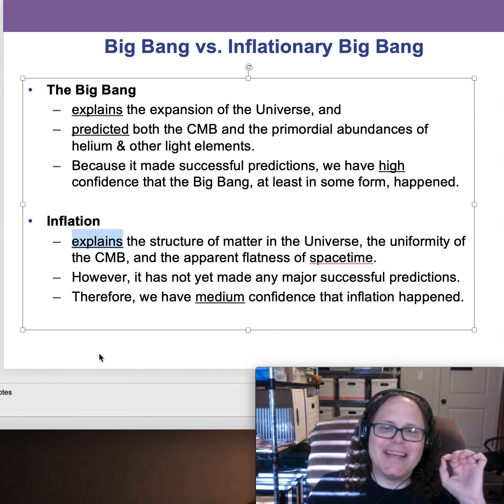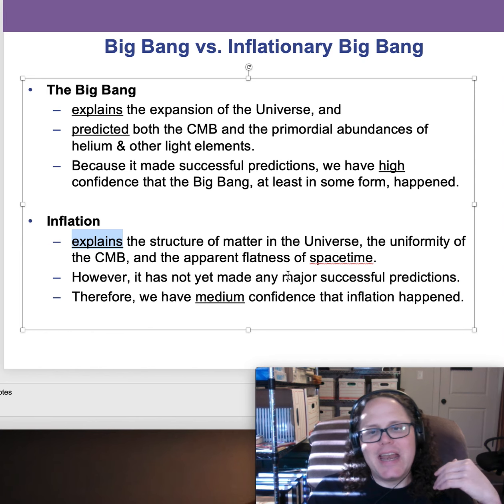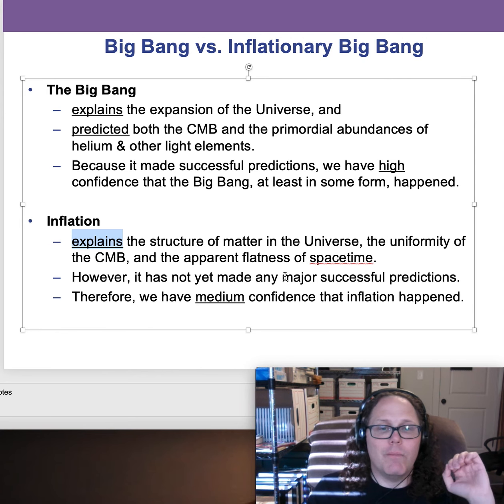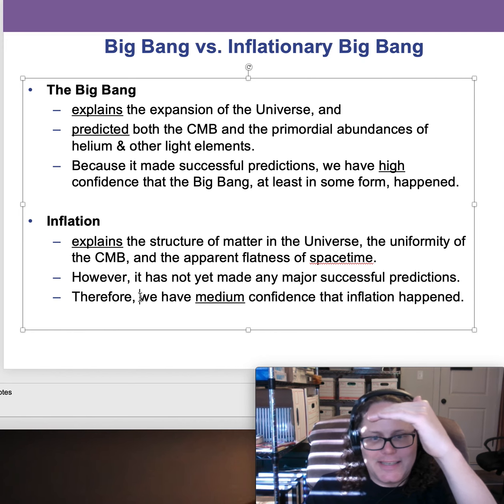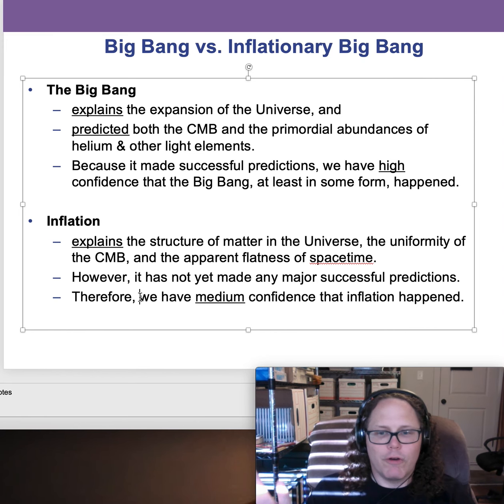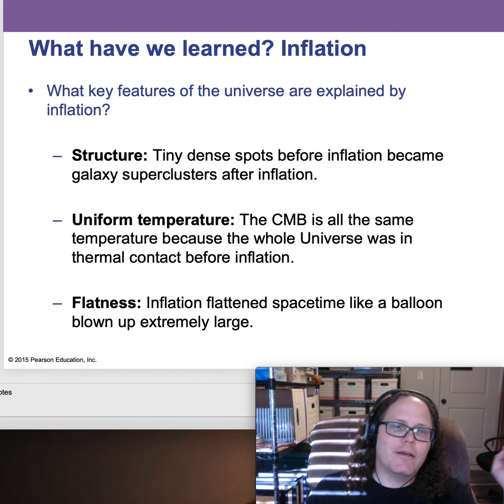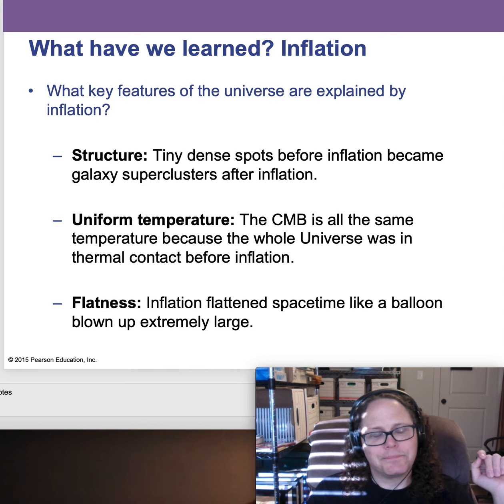But it has not yet made any major successful predictions. It has not yet predicted anything that has later been observed. So it has not yet taken the next step in its glorification. So inflation, we have medium confidence, maybe medium high, probably, but really come back when you predict something.